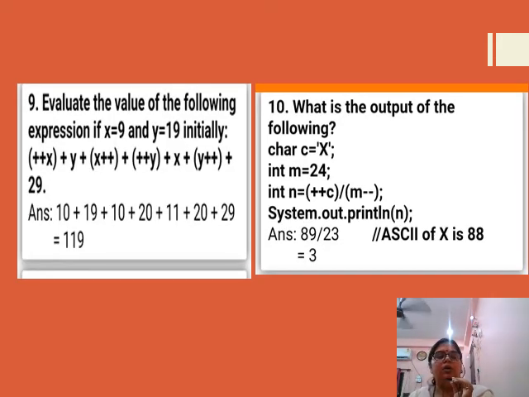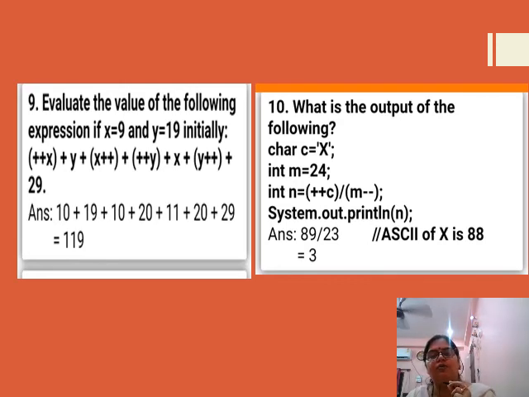Here are more questions. You all have to evaluate these questions. Write down in your classwork copy very neatly. Here also write down, here the answers are given. You have to write down steps to solve this question. Okay. See, in this question, pay attention.